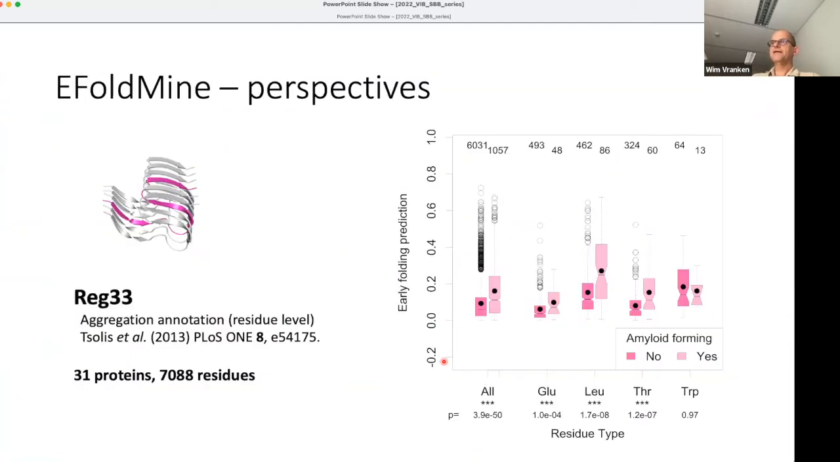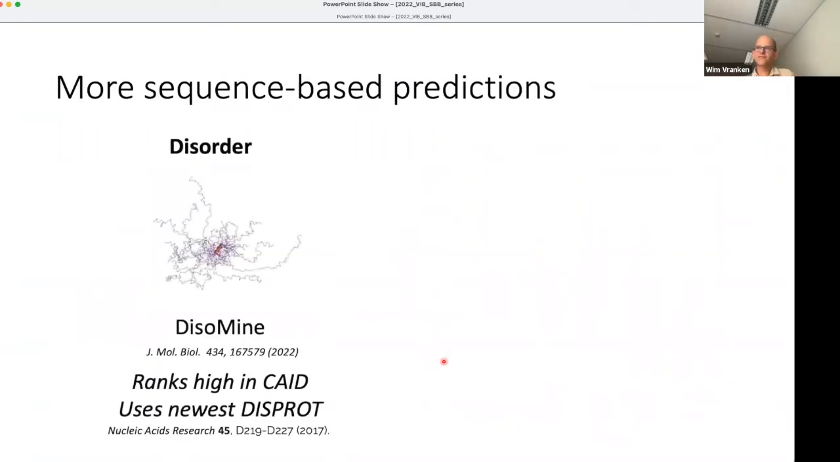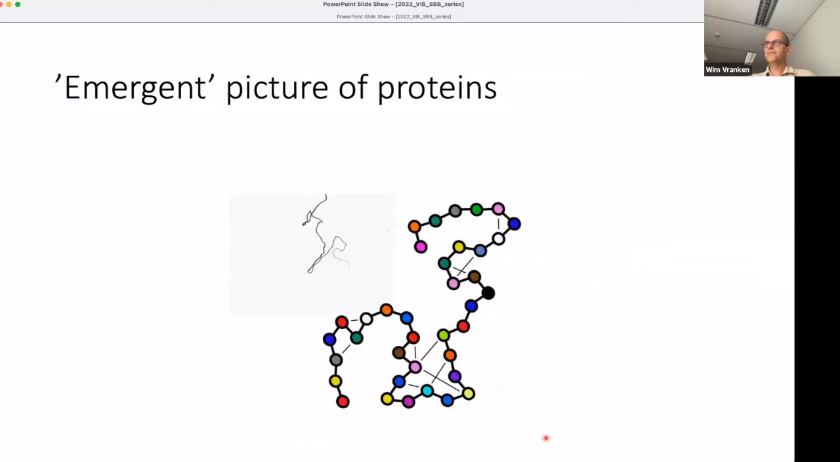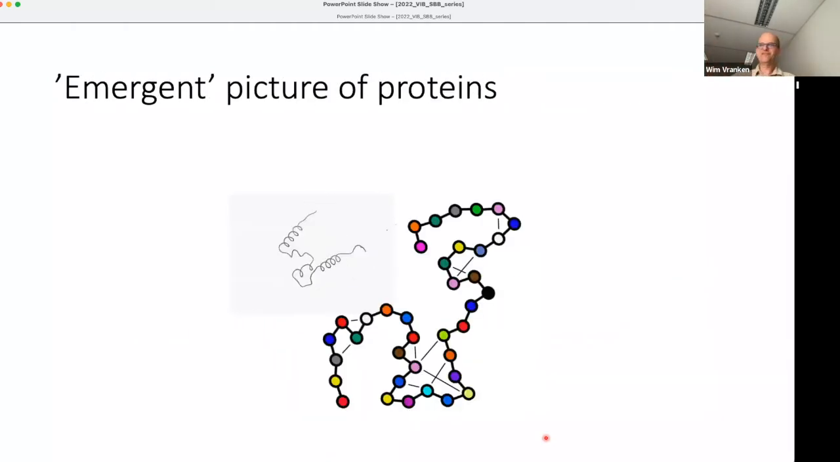But in any case, this gave us the idea that we can use this information to get a different perspective on the protein, essentially, from what you get from sequence or structure. We also developed a disorder predictor, which was recently published this summer, also that was evaluated in the independent CAID competition, where it scored quite well. Also an aggregation one that's been published, for which we also developed a separate database. So basically what you get is this emergent picture of proteins that captures their possible behavior. And then you can start to do more things with it.